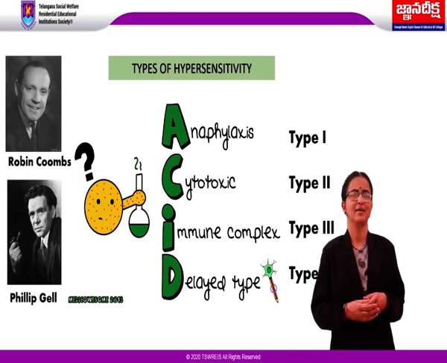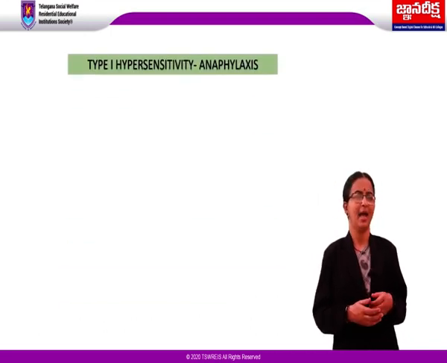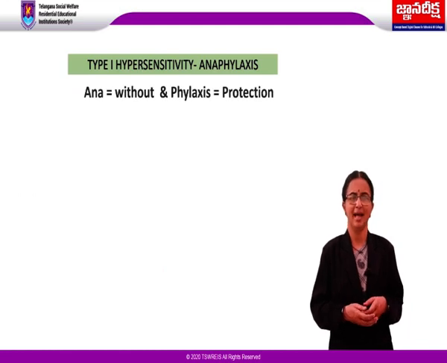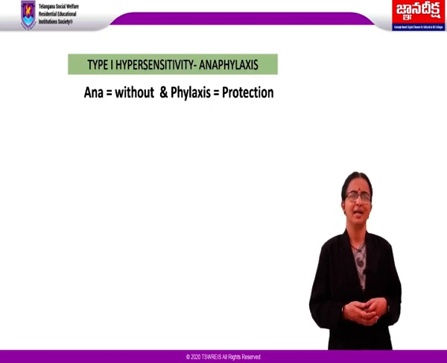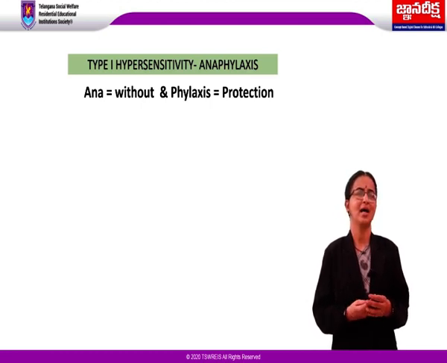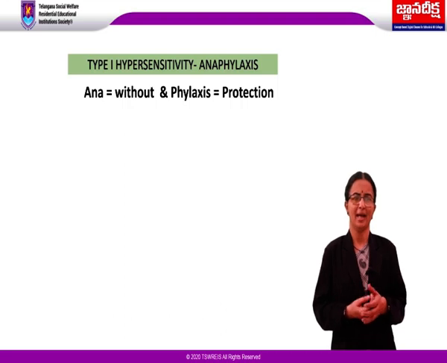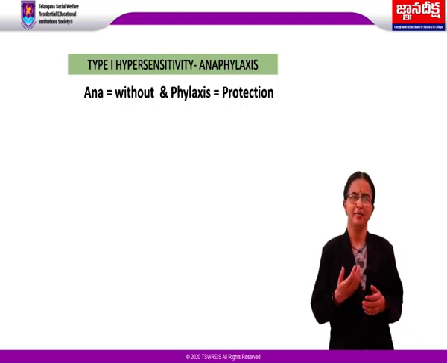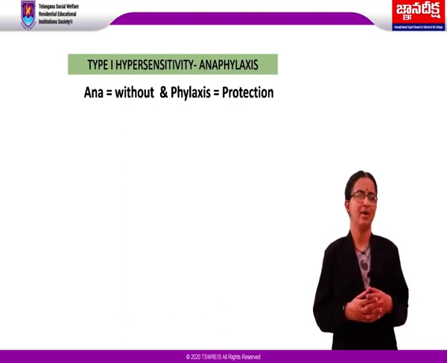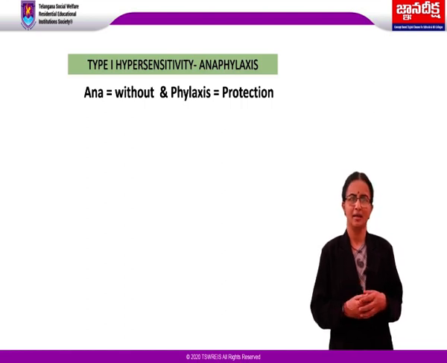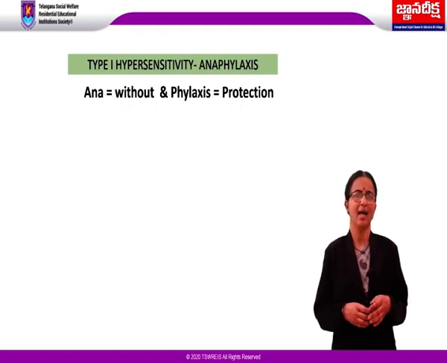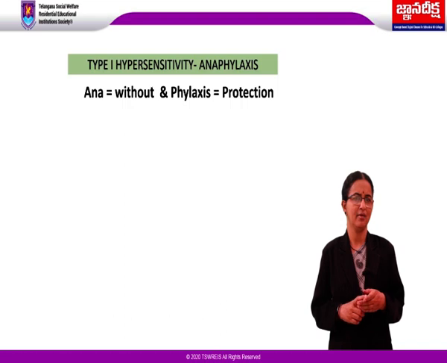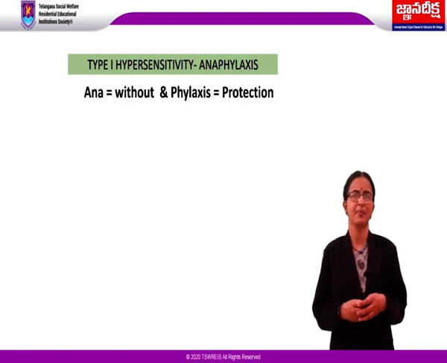Type 1 hypersensitivity, that is anaphylaxis. Ana means without and phylaxis is protection. Anaphylaxis is without protection. Generally, we know that antibodies are protective in nature, but in anaphylaxis they are not. Anaphylaxis is an immediate type of hypersensitivity, which means it occurs within minutes or hours after second exposure to the antigen. It is mediated by IgE antibody which is involved in allergic reactions.